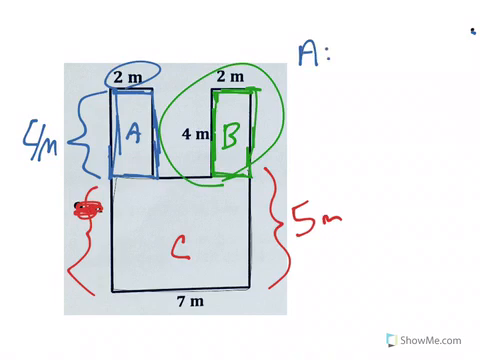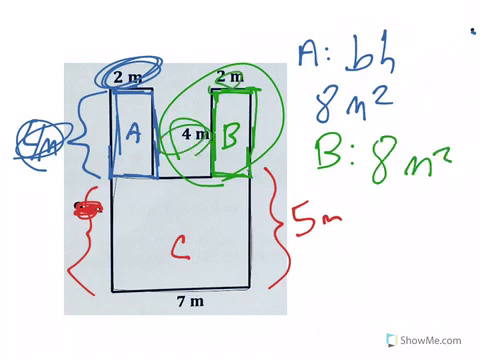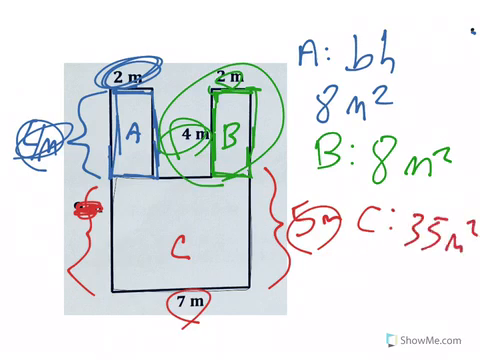For A, we know since these are rectangles, we're looking at base times height, right? So it's 2 times 4. So for A, we get 8 meters squared. For B, we also have 4 times 2. So we're going to have 8 meters squared. And then for shape C, we have 7 times 5. So that's going to be 35 meters squared.